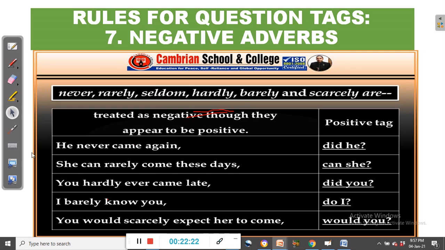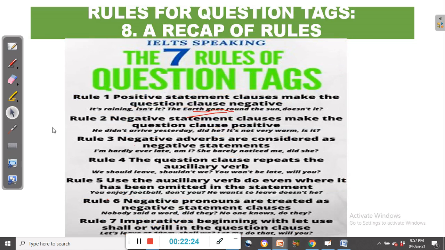Okay, so let's move a step further and look at rule number 8. A recap of the rules here essentially is what we are going to do. We want to have an overview of some of the rules already mentioned. All right.